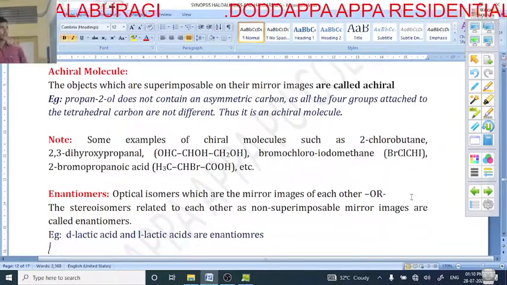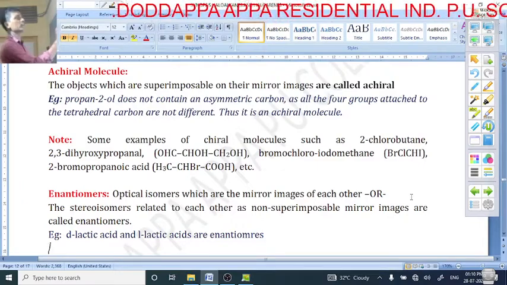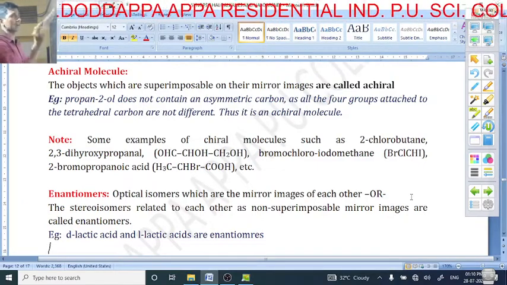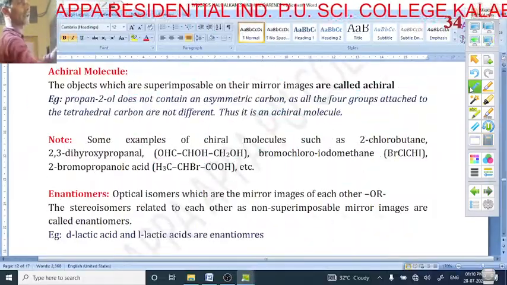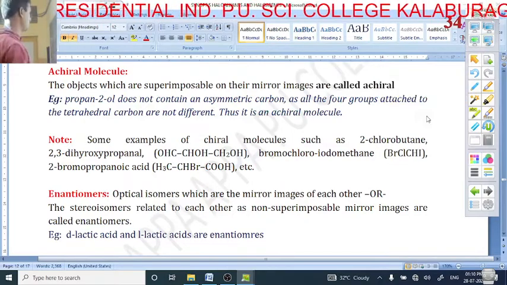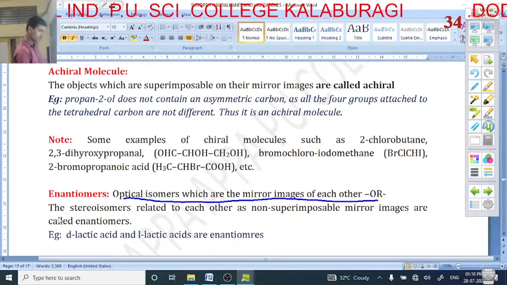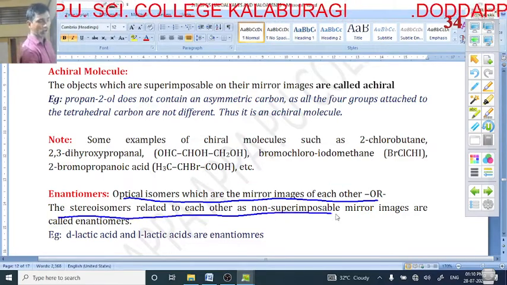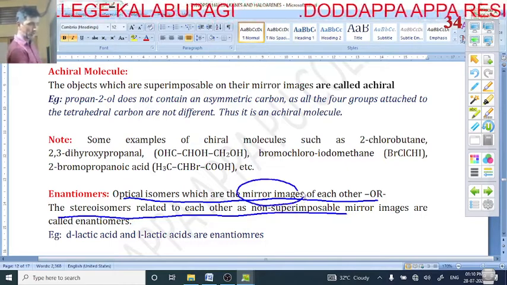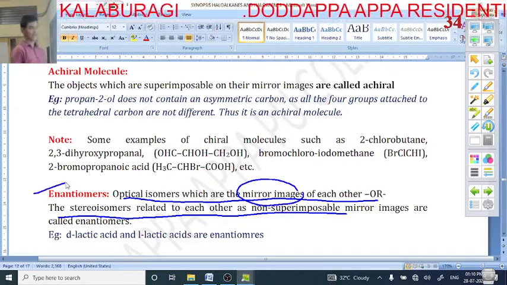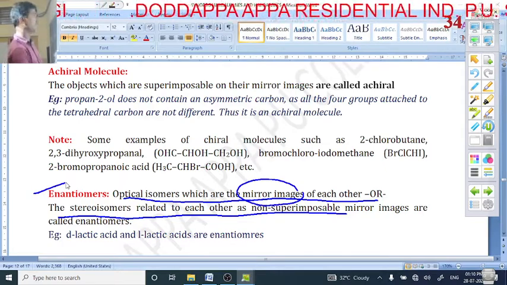Next is the achiral molecule. Already we have discussed: achiral means objects which are superimposable on their mirror images. The next is enantiomers. What are enantiomers? The optical isomers which are mirror images of each other, or stereoisomers that are non-superimposable mirror images, are called enantiomers.